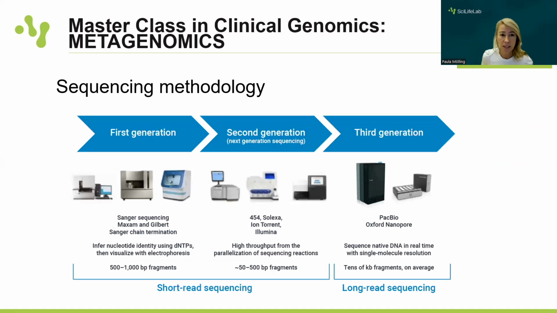And for the sequencing methodology, for short read sequencing, we have two different generations. The first generation is mostly Sanger sequencing. In the second generation, we started to massively parallel sequence the fragments, but these are often shorter fragments. And the third generation, which is more and more used in clinical diagnostics, is long read sequencing.